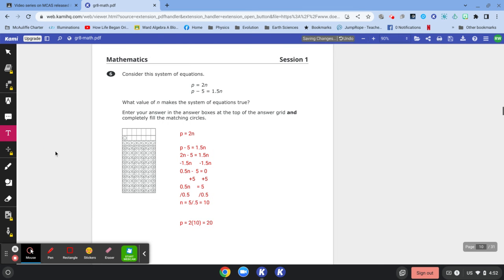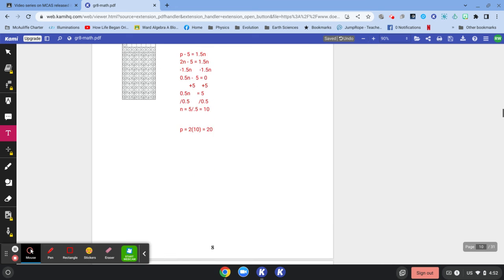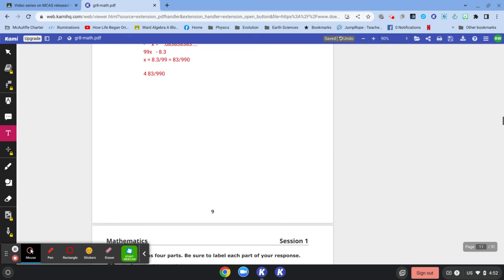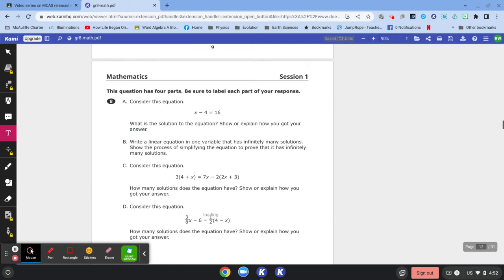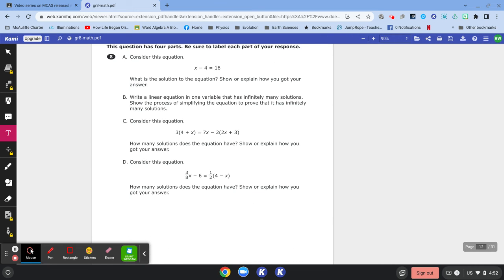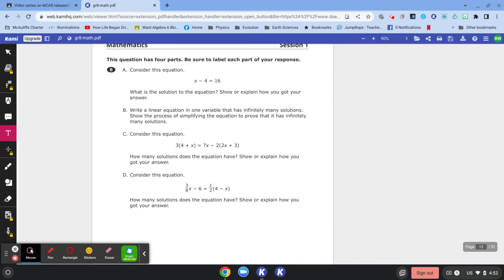All right, I'm going to go to another equation-related one, which is number 8. And number 8 is not a systems of equations one, but it employs some of the similar issues that show up with systems of equations, namely situations with no solutions and infinite solutions. All right, we have this very simple one-step linear equation in one variable, x minus 4 equals 16, and we want to figure out what x is.